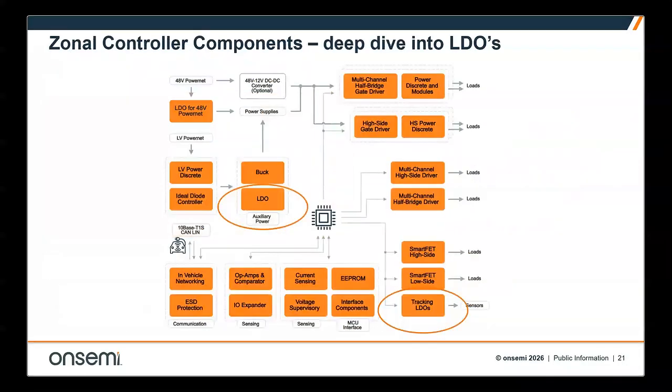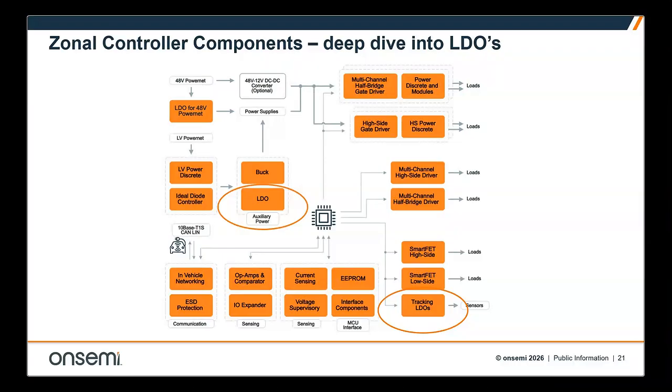Now, let's go inside the zonal control and look at one of its most critical building blocks, the LDOs, or low dropout regulators. As we consolidate functions into zonal controllers, those controllers have to cleanly and effectively power a wide range of sensors and high-performance SoCs, each with its own voltage, noise, and accuracy requirements. That's exactly the job of LDOs.